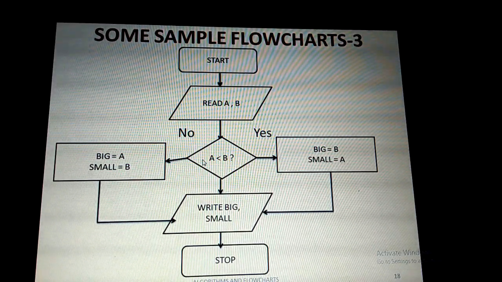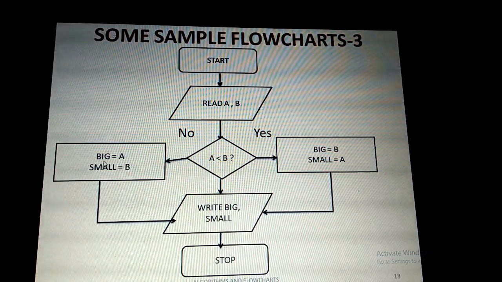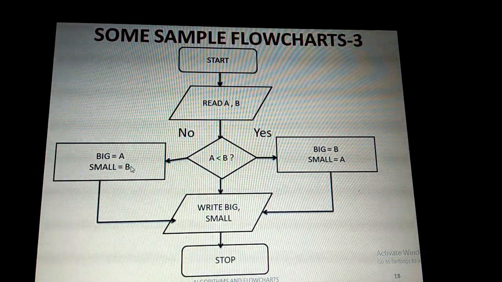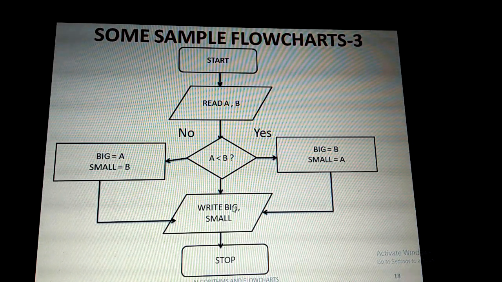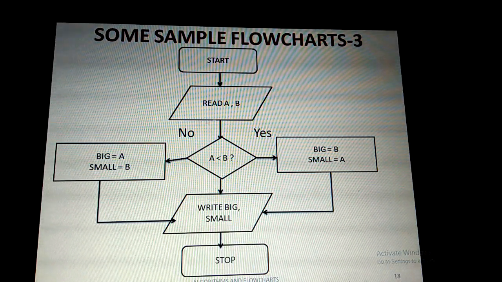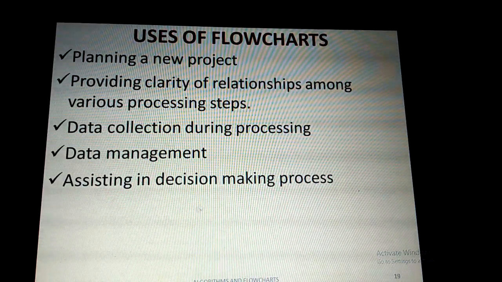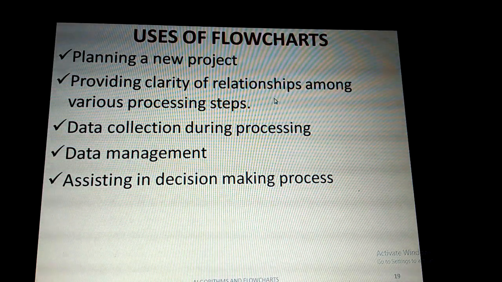If it is not, if a is not less than b, we go to this left side. That is, big is assigned with a and small is assigned with b, and we need to print that result, write big and small, and stop the process. Like this we can find the greatest of two numbers with the help of this flowchart. Next, what are the uses of flowchart? This is the last topic in this chapter.